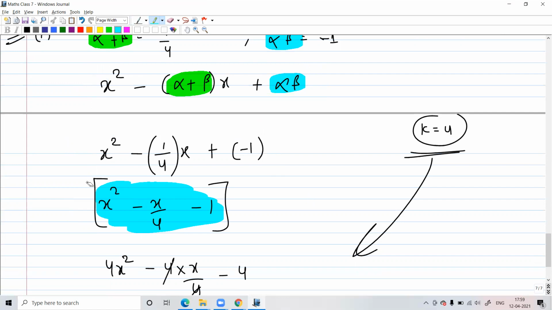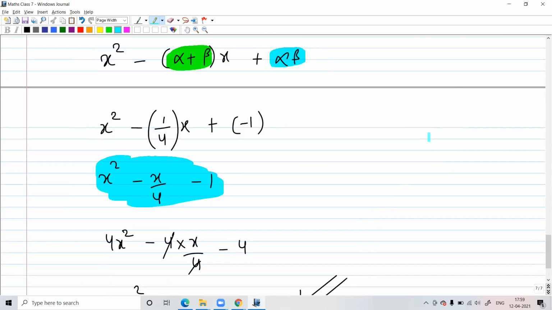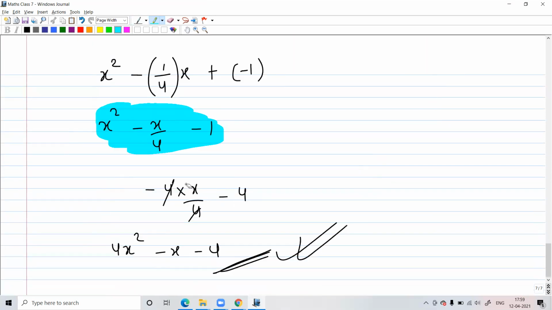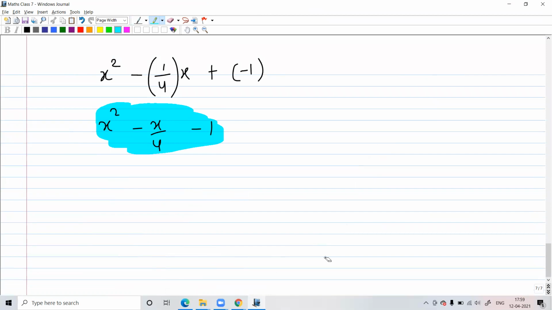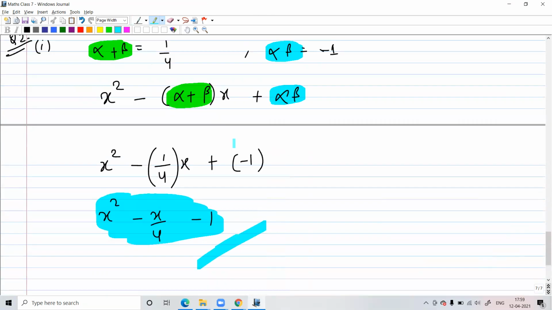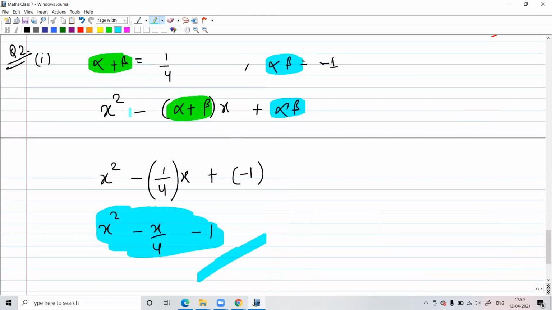So no need to worry about that constant, but I want you to know that there is a constant multiplied, because for some questions you may need to do this, but those difficult questions will come later. First get comfortable with the easy ones, okay? Forget about the k right now. For now, just write x squared minus sum of zeros into x plus product of zeros.